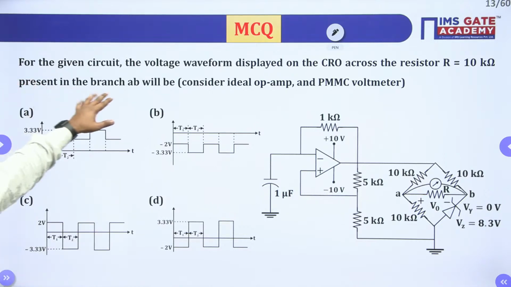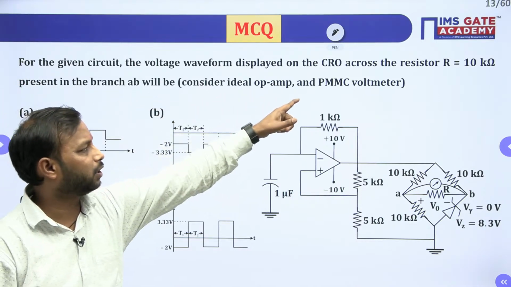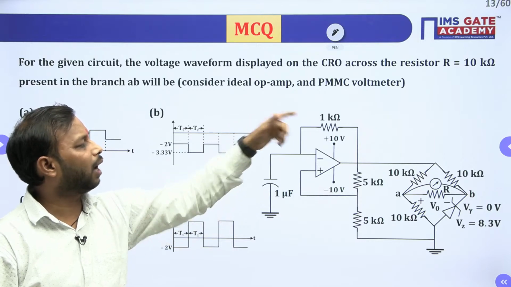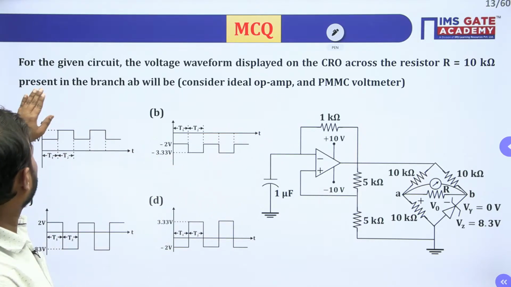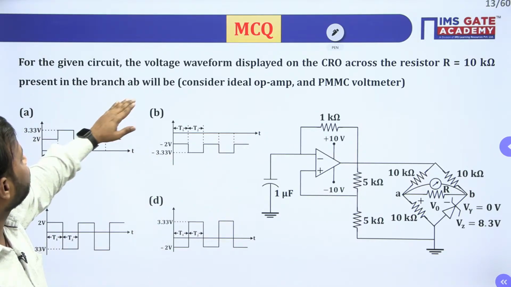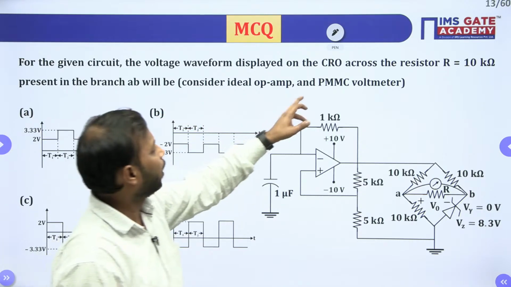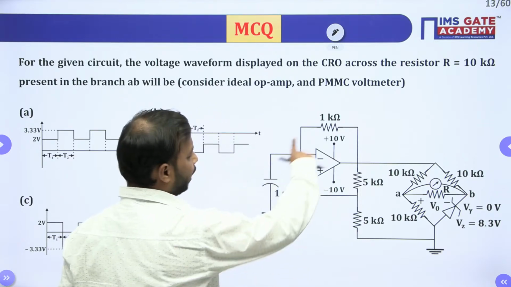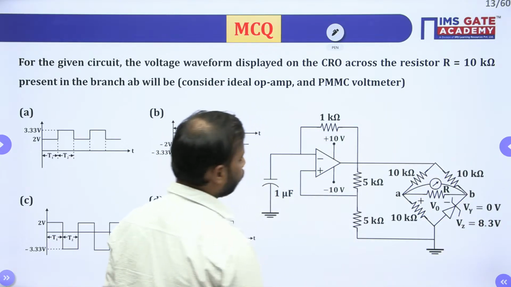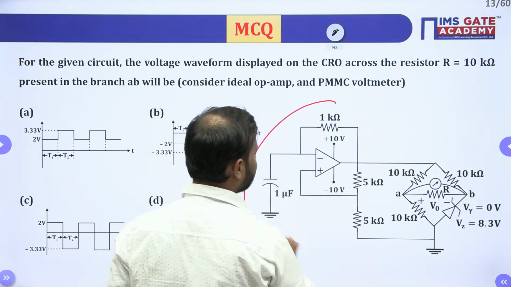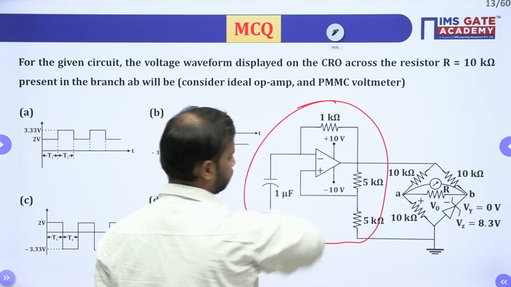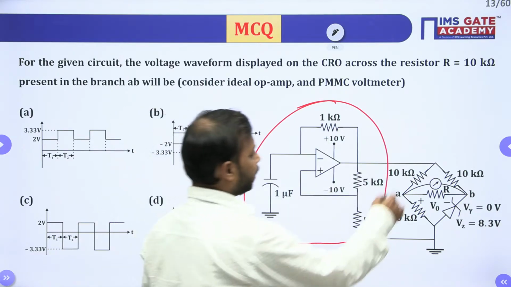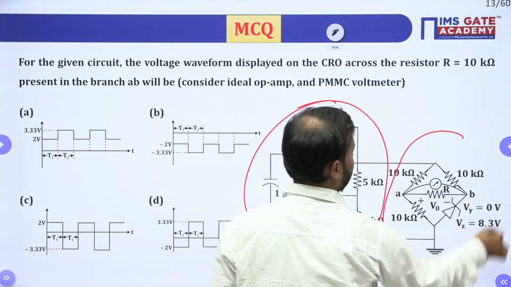For the given circuit, the voltage waveform displayed on the CRO across the resistor R equal to 10 kilo ohm present in the branch AB will be. Consider ideal op-amp and PMMC voltmeter. Alright, so this is a circuit which is given to us. This is an op-amp that we have. And this is a bridge from the measurement.